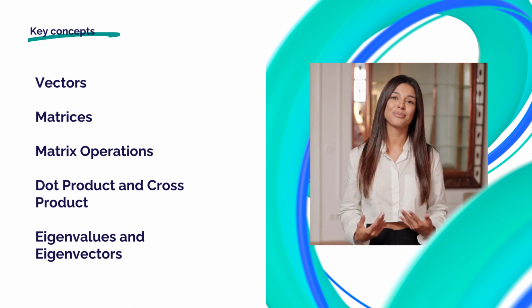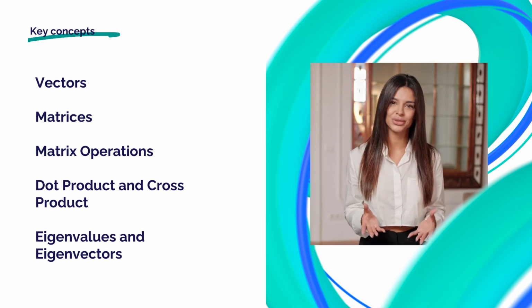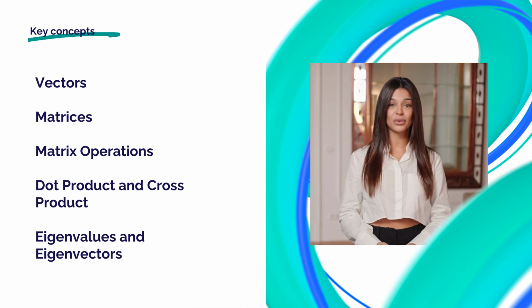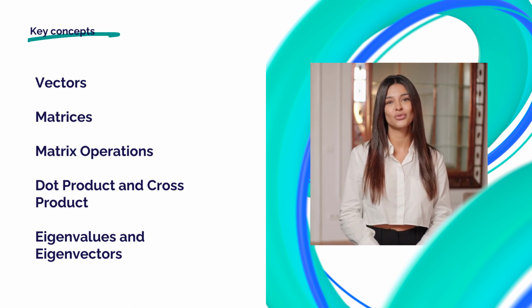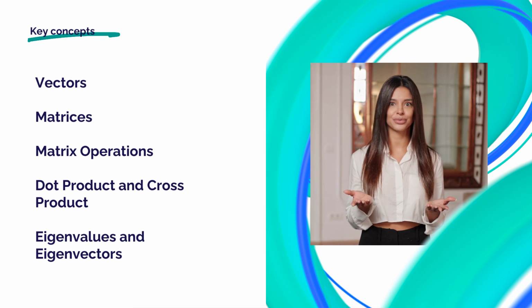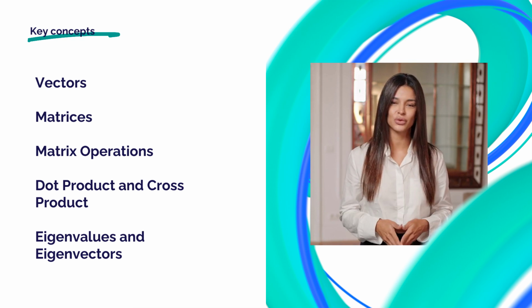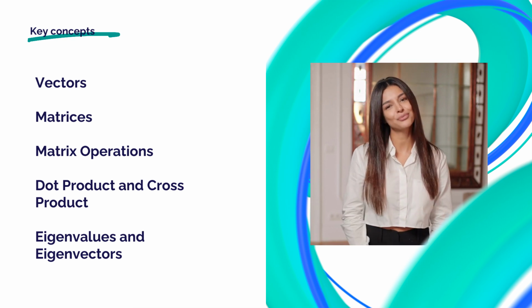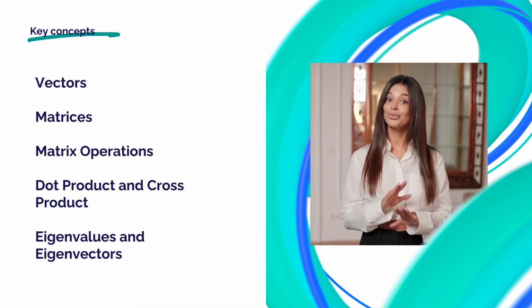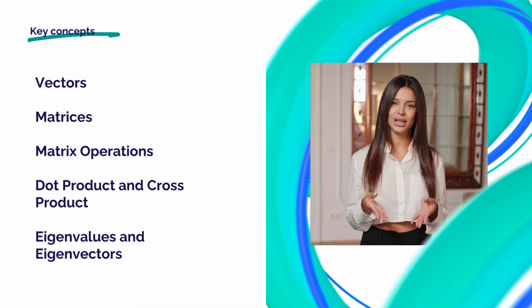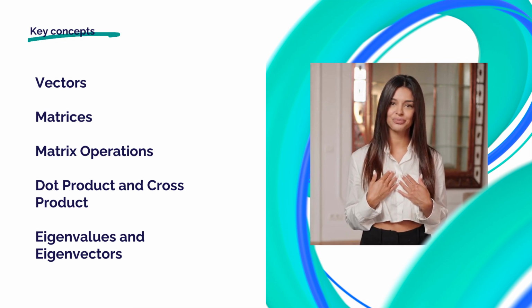Applications in AI. Data representation: encoding images, audio, and text as numerical matrices for model processing. Dimensionality reduction: simplifying data using PCA to focus on the most important features. Neural networks: using matrix operations to compute weights and biases across layers.